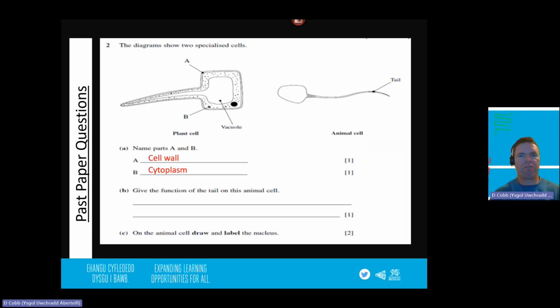So the question is actually quite rarely asked: give the function of the tail of this animal cell. So this is a sperm cell now. You can see how we've moved away from that generic cell that we started with for both plant and animal cells. If I just look at the plant cell to begin with, you can see this protrusion here, this thing sticking out from the plant cell is very different to what we saw in that first plant cell.